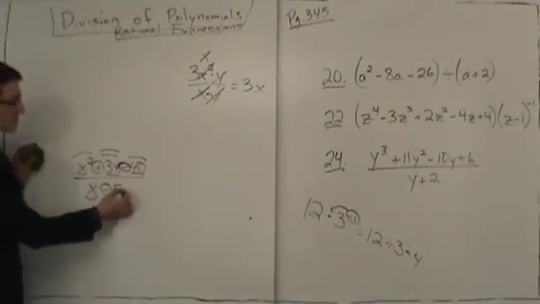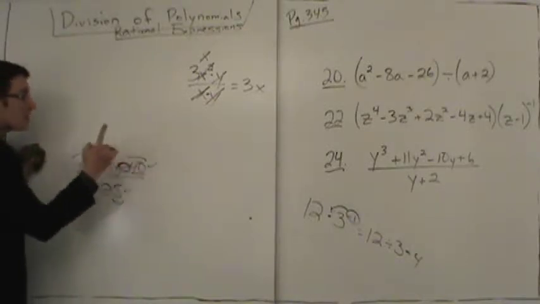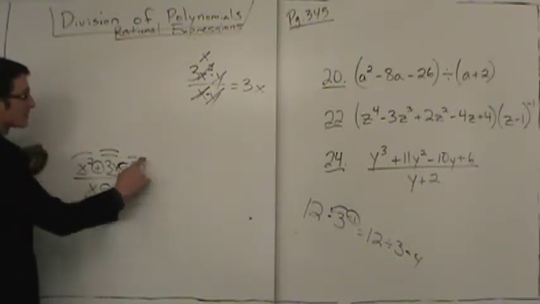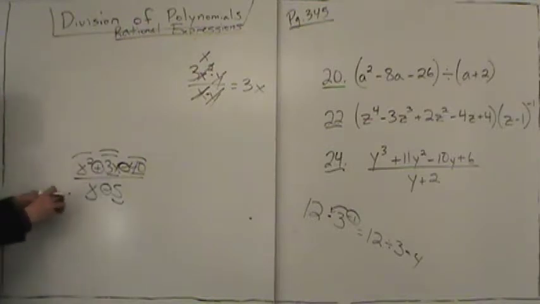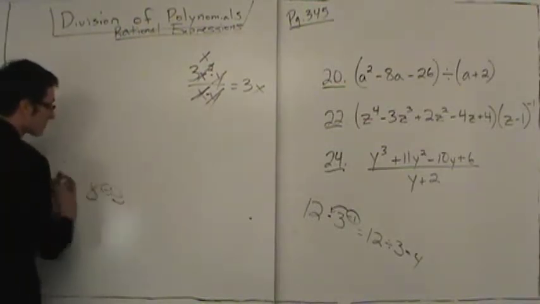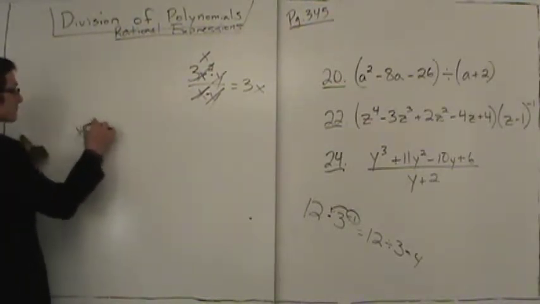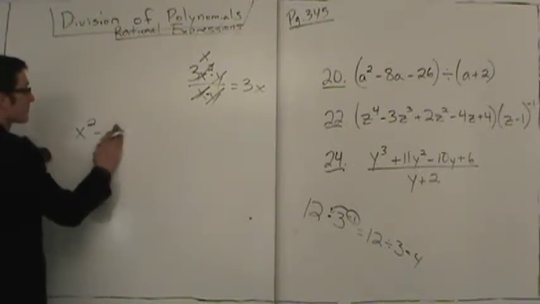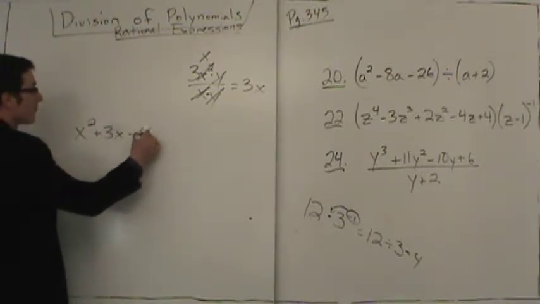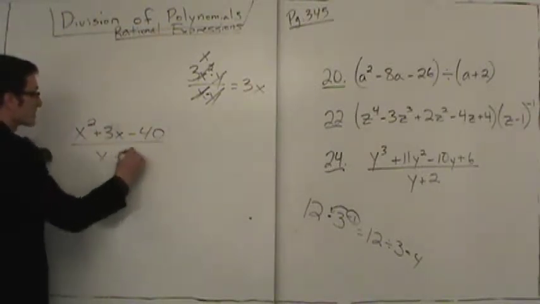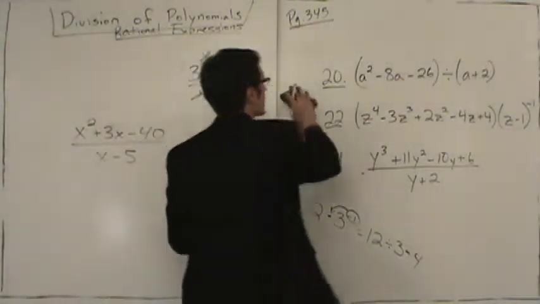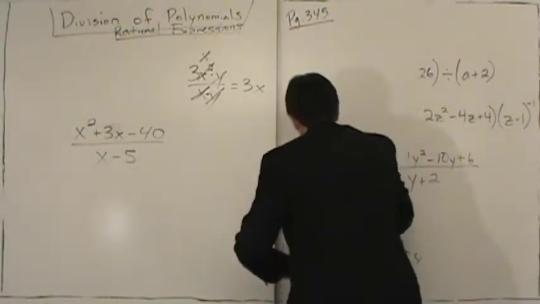So my question is, does the 5 cancel with the 40? No, because addition is locking up the 40 and the 5. So there's another technique to this. Let's go ahead and rewrite the problem: x squared plus 3x minus 40 divided by quantity x minus 5. We do this old school. So we're going to look at two methods to actually simplify this.